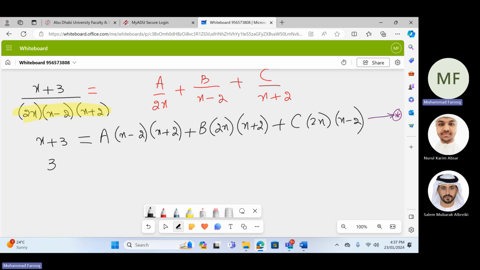So 0 plus 3 is 3. B0, C0. 0 minus, so A multiplied by 0 minus 2 is minus 2. 0 plus 2 is 2. Okay, put here 0. 0 times B, 0. Finish. 0 times C, finish. So from here, minus 2 times A, minus 4a. So we got the zero just from the first.